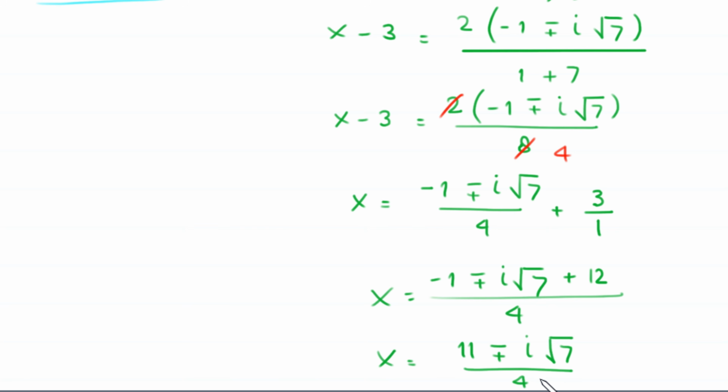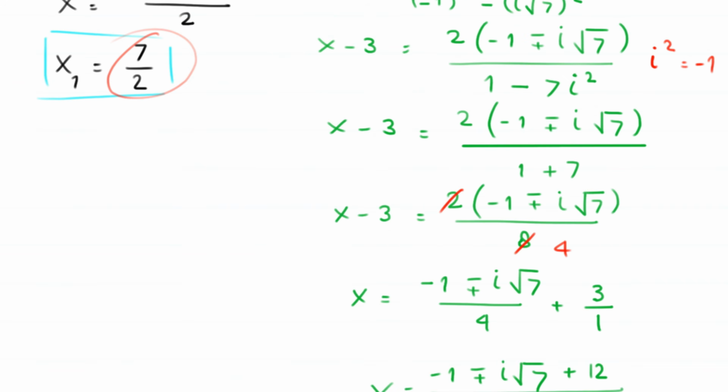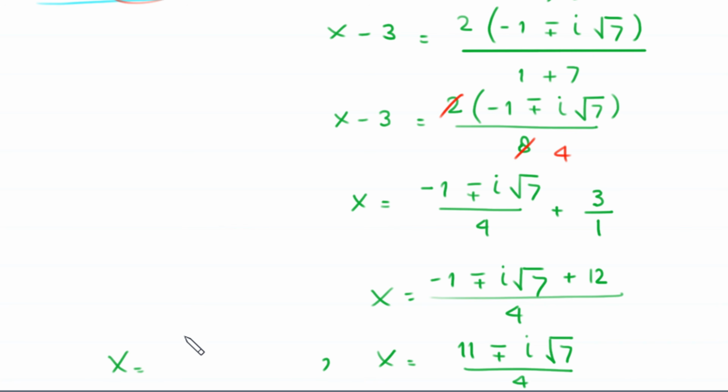And first we found x is equal to 7 over 2. This is first, this is second, and third. So we have 3 solutions for this equation: 7 over 2 and (11 minus plus i times root 7) over 4.